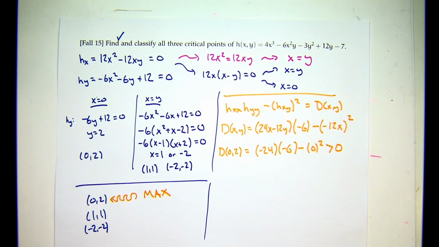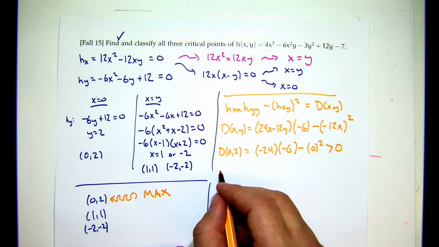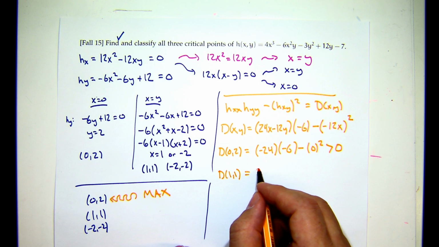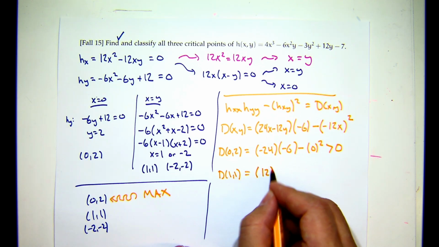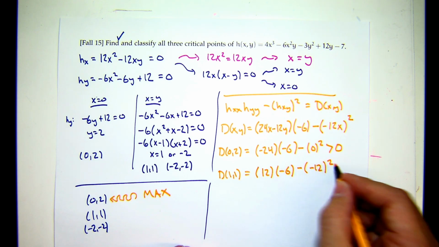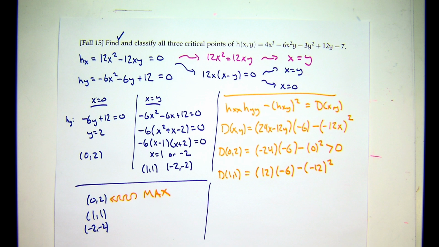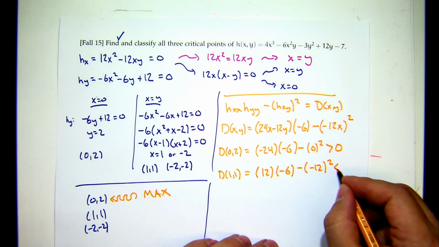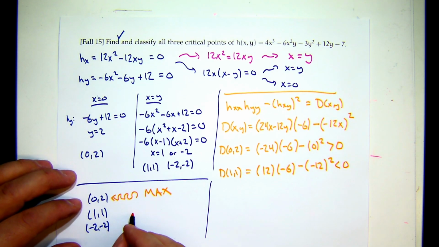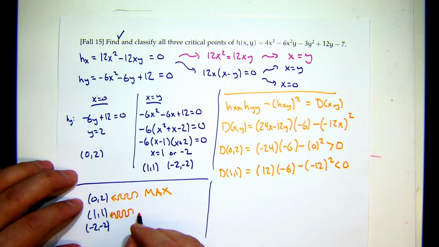Good. Now, (1, 1). Okay, so I'm going to get 24 minus 12 times negative 6 minus negative 12 squared. Okay, what can I conclude? It's negative. Now, do I care about the fact that this is equal to negative 216? No, I don't care that it's negative 216. I just care that it's negative. What does that allow me to conclude about (1, 1)? Yes, I can conclude that this is a saddle.